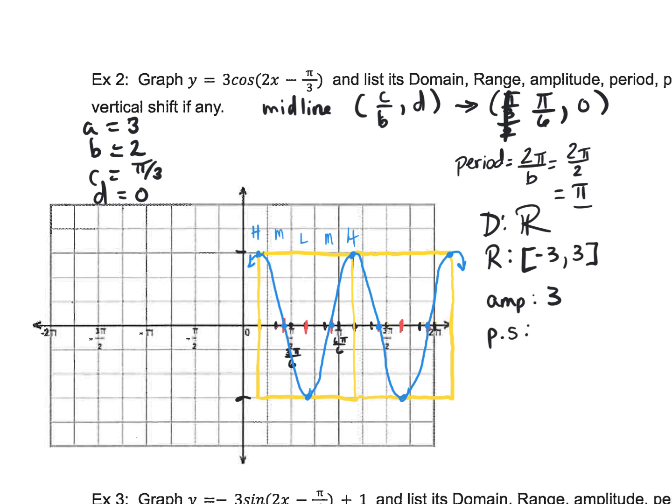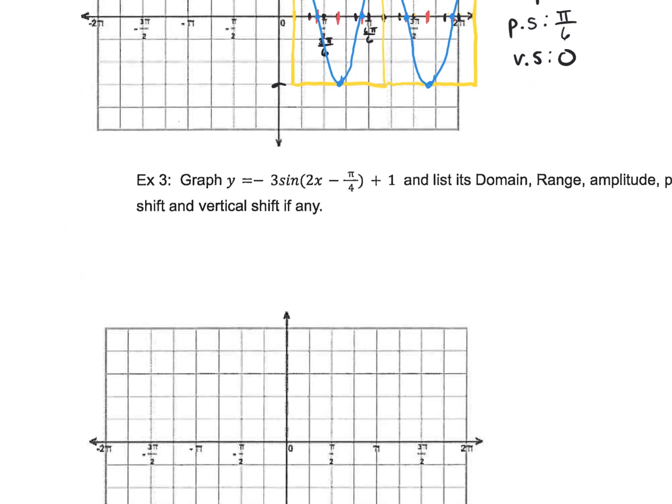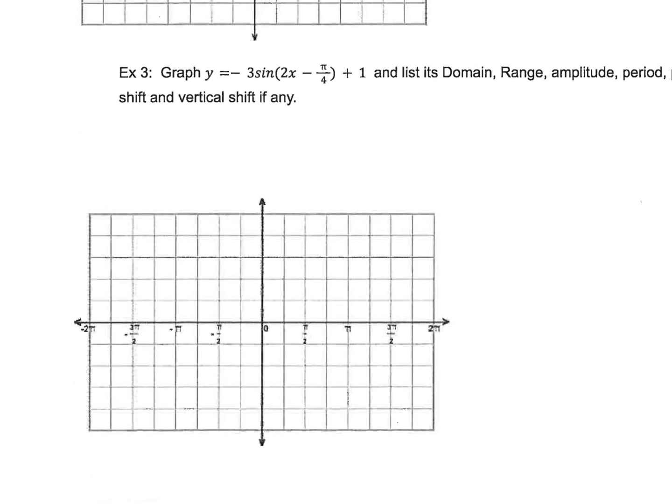Phase shift. Where did we find the phase shift? We've already done it. C over B, which is there, isn't it? So we know what it is. It's pi over 6. And then vertical shift is what? Vertical shift is D, which is what? 0. Okay. And we've now listed all our pieces and parts, haven't we? All right, one more, and then we're going to move on to how do we go the other direction.